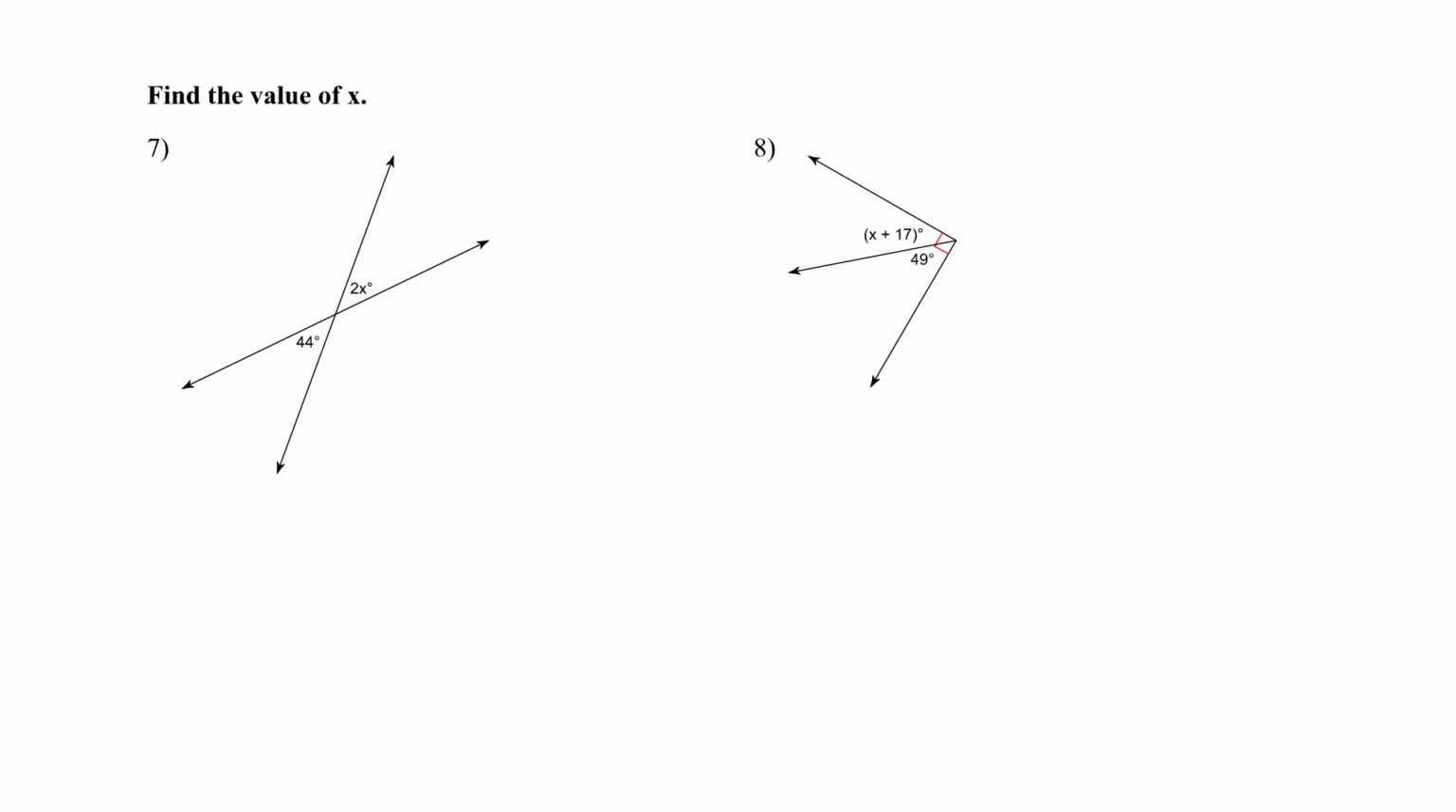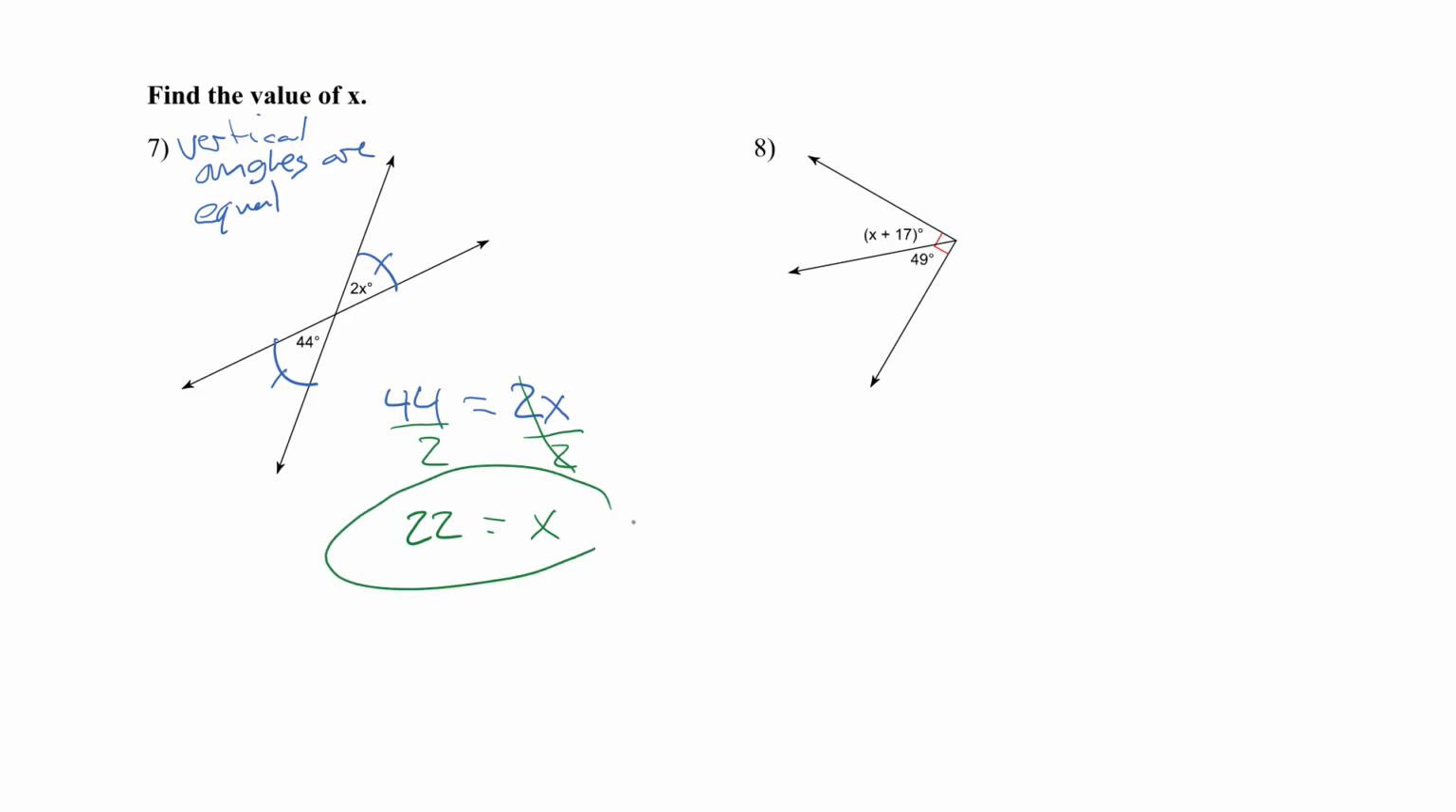All right, I have some angles here. This first one, I see a bow tie. These are going to be vertical angles, and they are equal to each other. So this angle and that angle have to be equal to each other. So that means this angle is 44, this angle is 2x, and they have to be equal to each other. So I've got 2 times x is equal to 44. I could divide by 2 because it's undoing the multiplying. Those cancel out, so I get x is equal to 44 divided by 2, which is 22.